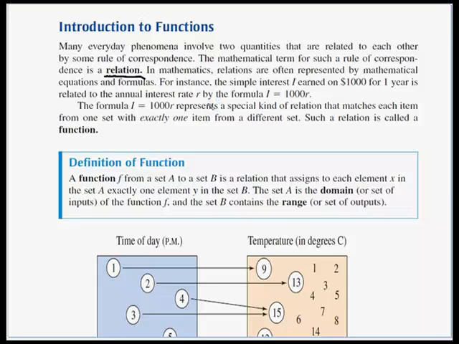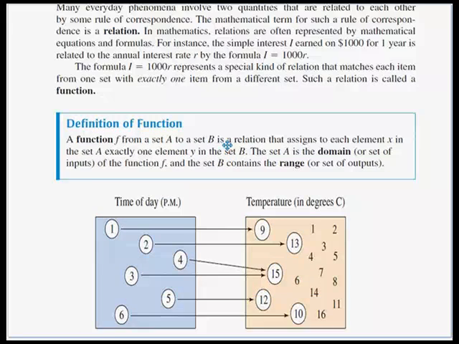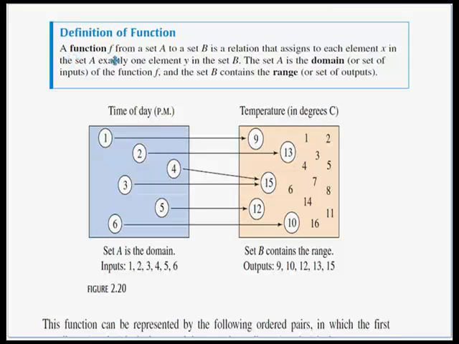The formula I equals 1000 R represents a special kind of relation that matches each item from one set with exactly one item from a different set. Such a relation is called a function. So in the box is our definition of a function. A function f from set A to set B is a relation that assigns to each element x in set A exactly one element y in set B. The set A is the domain, or the set of inputs, of the function f, and the set B contains the range, or the set of outputs of that function.